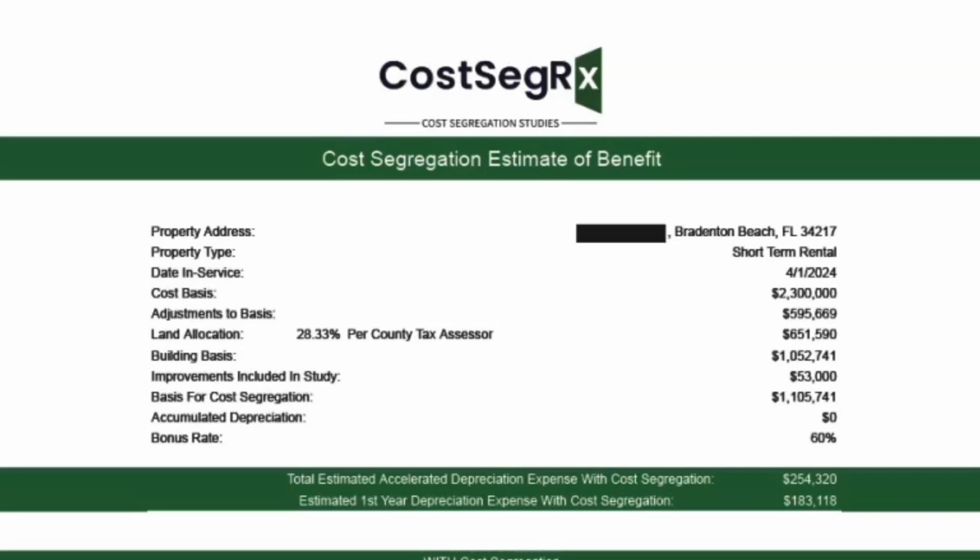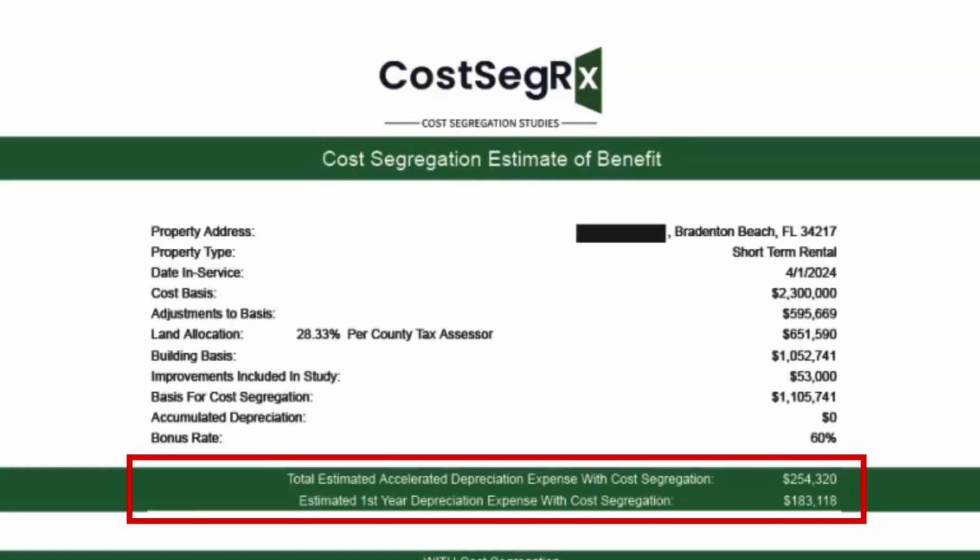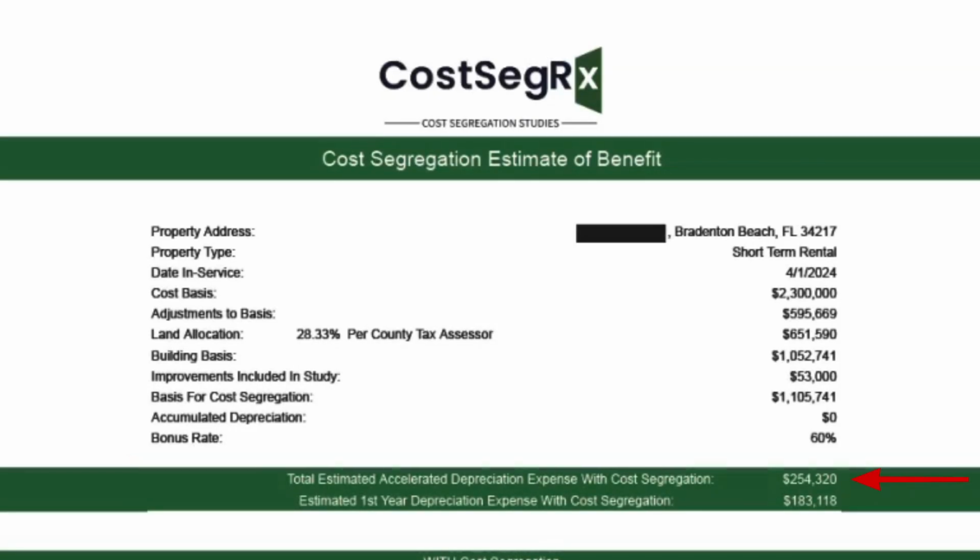And tax year 2024 is a 60% bonus year. So we can pull forward 60% of the accelerated depreciation into year one. And you can see on this second box down that the total estimated accelerated depreciation expense with cost segregation is $254,320. The first year estimated depreciation expense with cost segregation is $183,118. So you'll be able to pull forward $183,118 in year one depreciation.